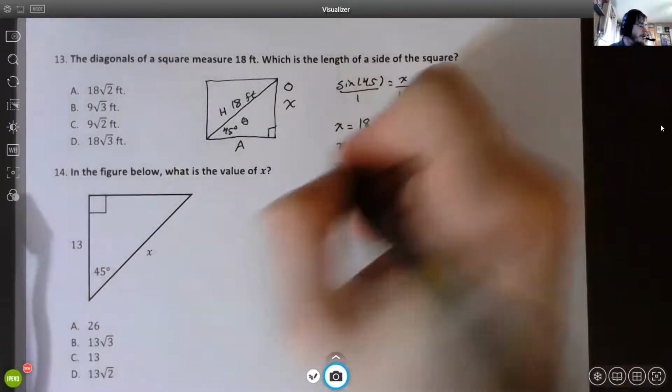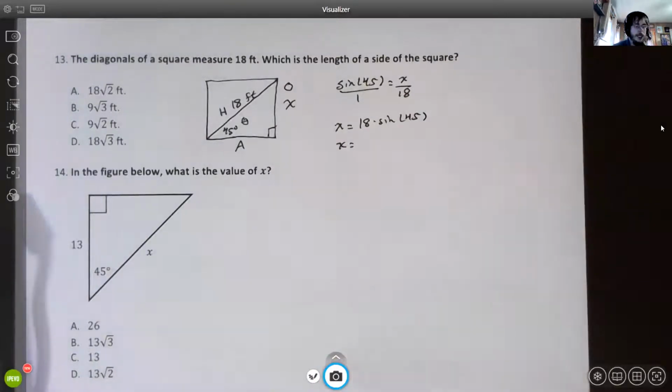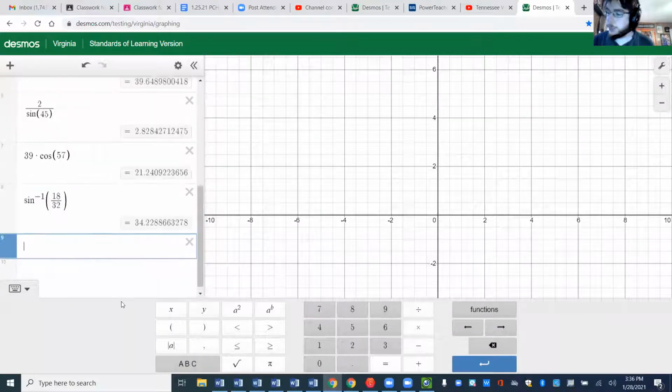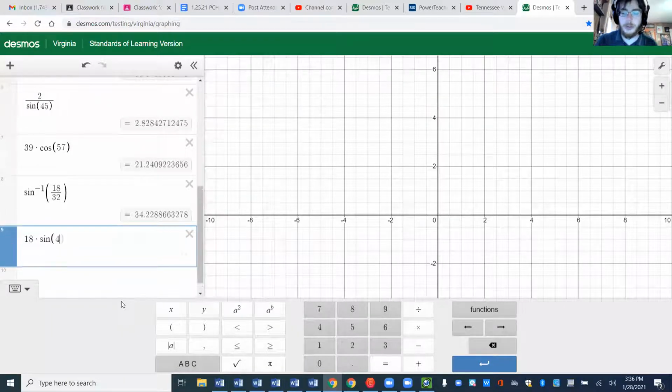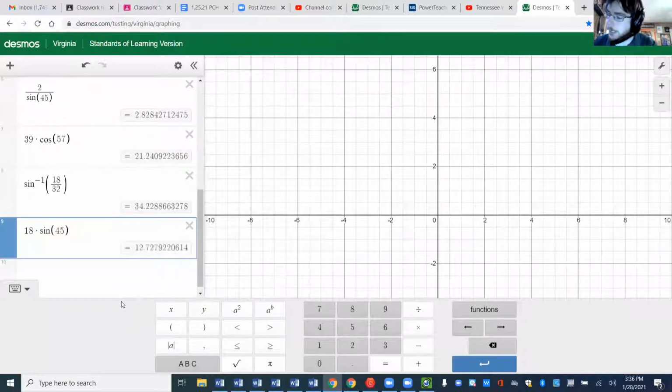And if you get a decimal representation for that, I do apologize for the phone ringing. So if you type that in the calculator, your decimal will be 12.728.